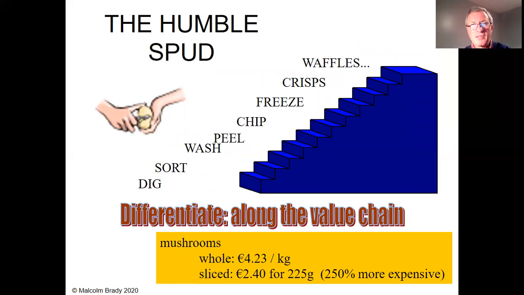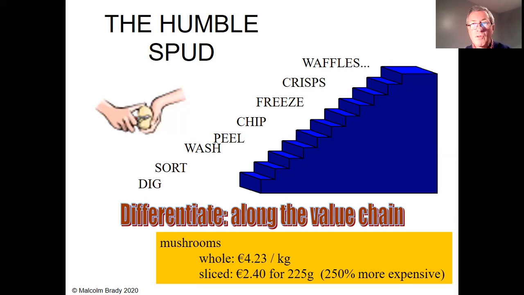Here's just a simple example. If you take the humble spud, these are all the activities in the value chain. You dig it, you sort it, you wash it, you peel it, and then you can do different sorts of things: chip it, freeze it, manufacture it into crisps or into waffles or whatever. And as you go along that value chain of activities, you can charge extra for having carried out that activity on behalf of the buyer.